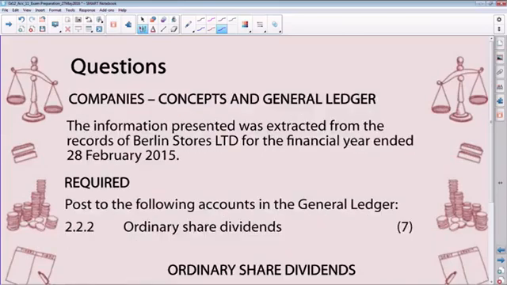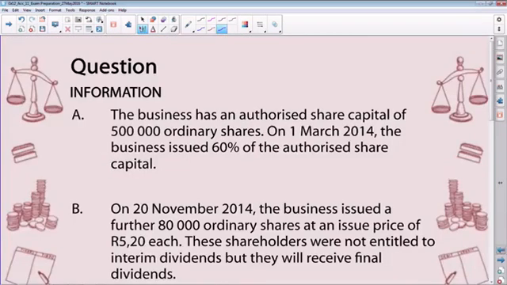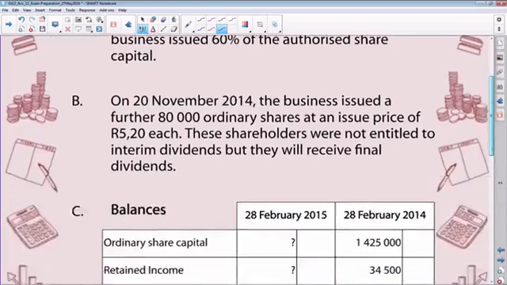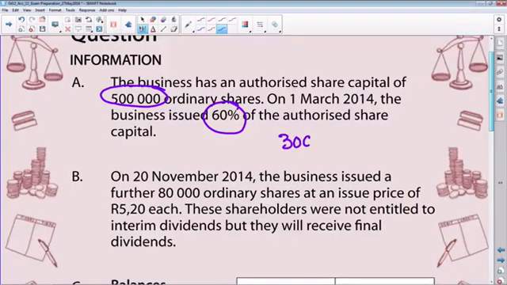With regards to my dividends, what do I know? I'm told that the business has an authorized share capital of 500,000 shares, of which they've sold or issued 60,000 Rand at the beginning of the financial year. Obviously, 500,000 times 60% will give you 300,000 shares as the number of shares that have been issued.